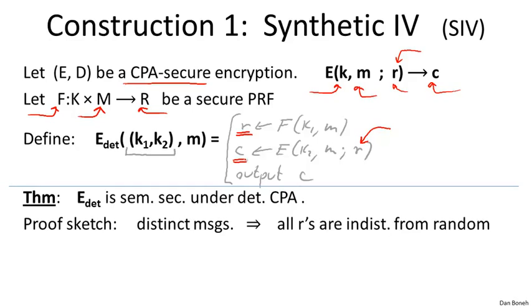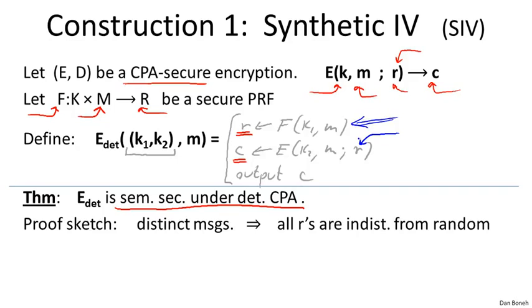So it's fairly easy to show that this encryption scheme really is semantically secure under a deterministic chosen plaintext attack. The reason is that we apply the pseudo-random function F to distinct messages. If we apply F to distinct messages, then the random string that F generates is going to look like truly random strings, a different random string for every message. As a result, the CPA secure encryption scheme E is always applied using truly random strings, and that's exactly the situation where it is CPA secure.